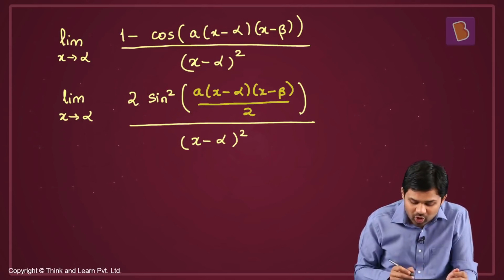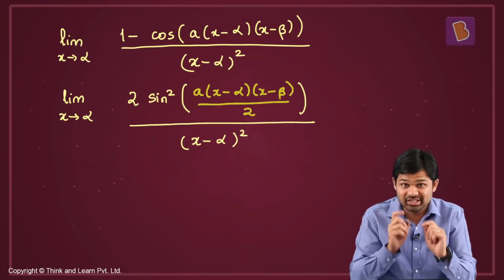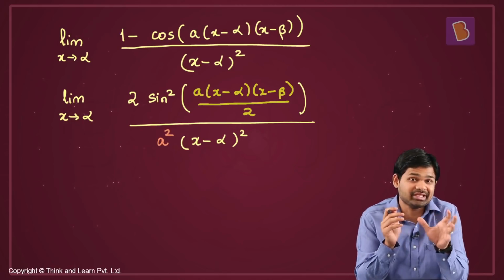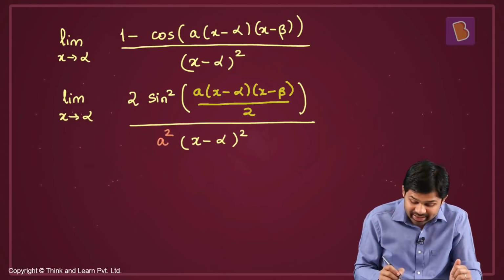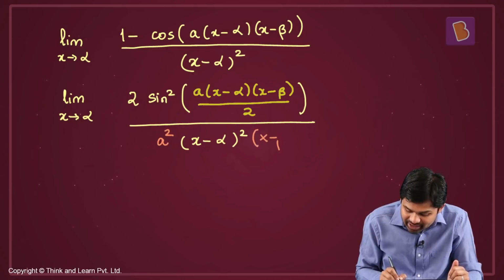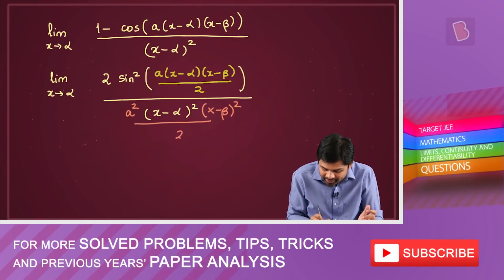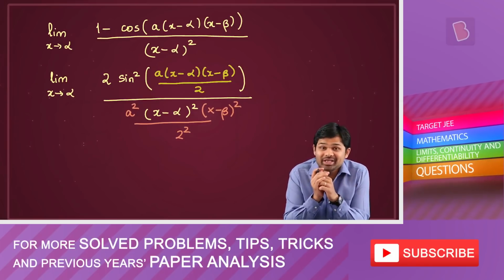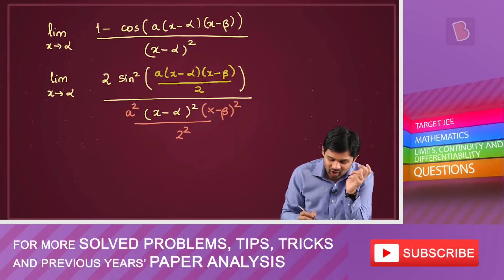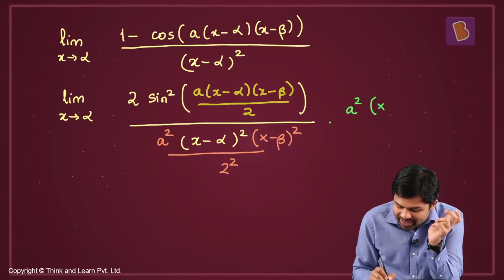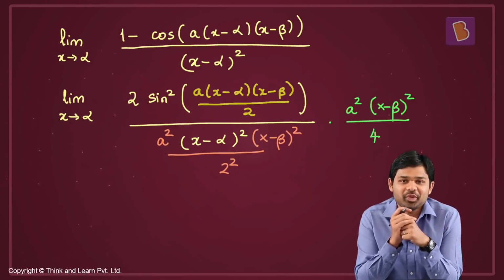So what do I have to do? I have to divide, because there's a sine square, I have to divide by a square, because it's a times x minus alpha into x minus beta by 2. Then again divide by x minus alpha the whole square and divide by 2 square. So if I divide by all these things, I also have to multiply by all these things. So I multiply by a square x minus beta the whole square divided by 4.